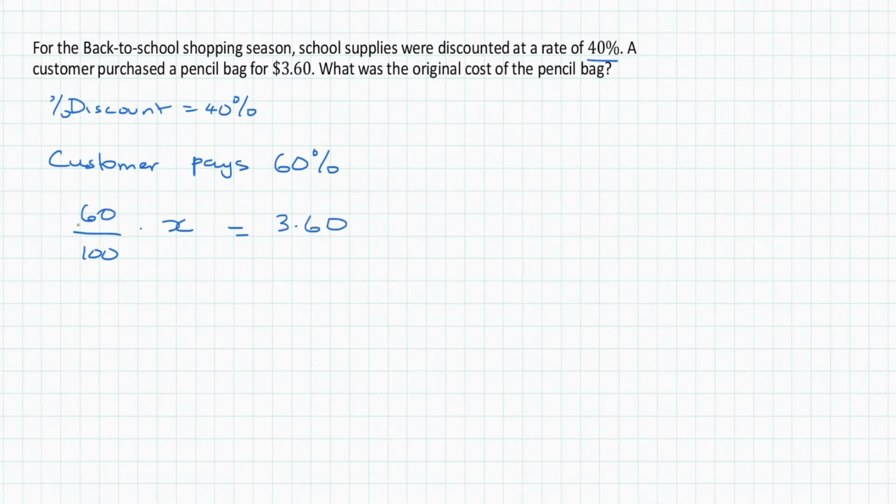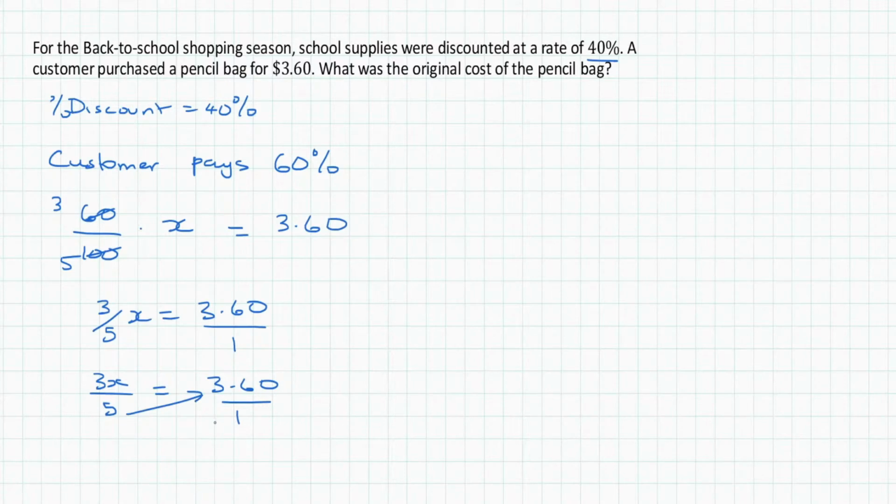So 60% of an unknown value, let's call that X, is going to be equal to $3.60. So now we can simplify 60%. Let's divide this by 20. We have 3 and 5. So 3 over 5 x equal to 3.60. So now we can do a cross product here. So this is going to be 3x over 5 equal to 3.60 over 1. So we have 3x is equal to 5 multiplied by 3.60. So 3x is equal to 18. And now we can divide both sides by 3. And then x is equal to 6.